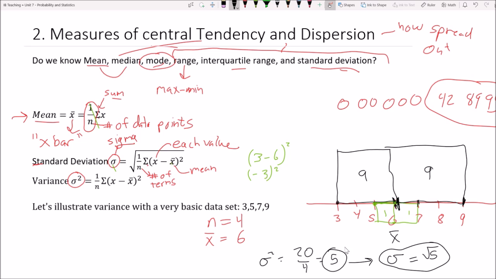How do we interpret this? It's all relative. So we compare it to some other data set and we'd say, oh, this one's more spread out, this one's less spread out. That's what it's useful for.